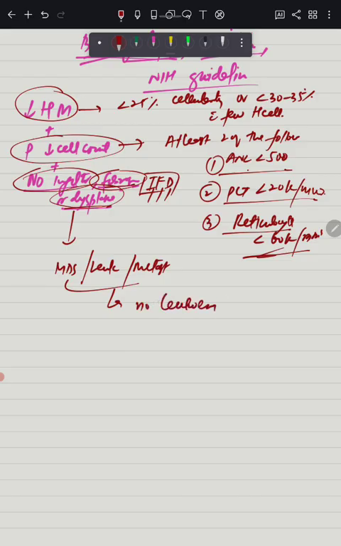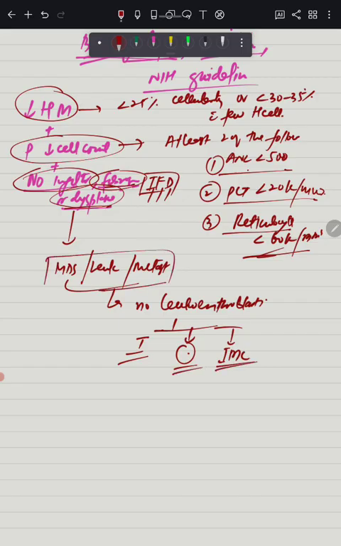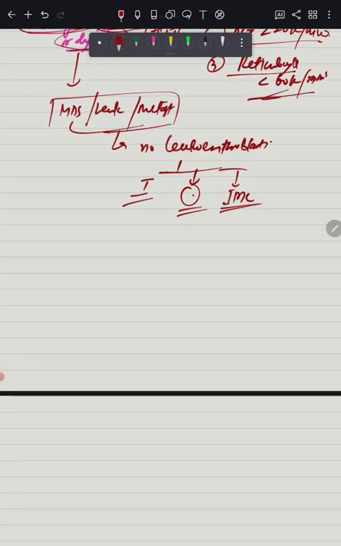And so there will be no leukoerythroblastic picture, that is no teardrop cells, and there will be no nucleated RBCs, and there will be no immature myeloid cells. No teardrop, no nucleated RBC, no immature myeloid cells. So we can frame a question here.